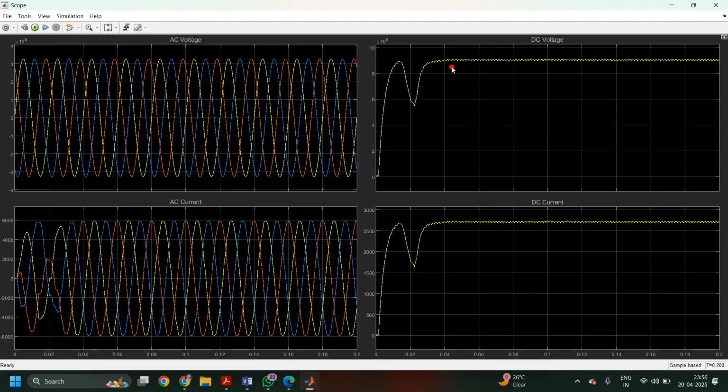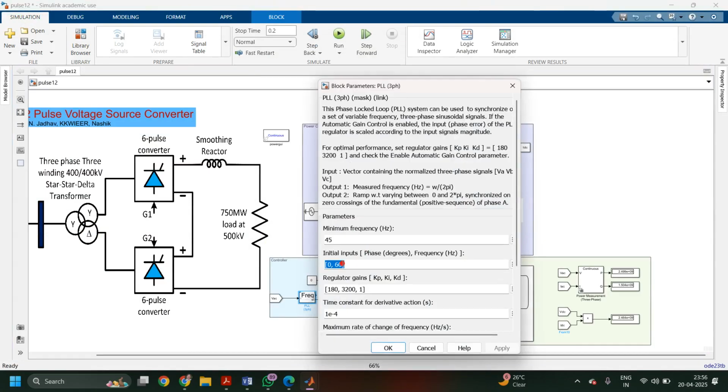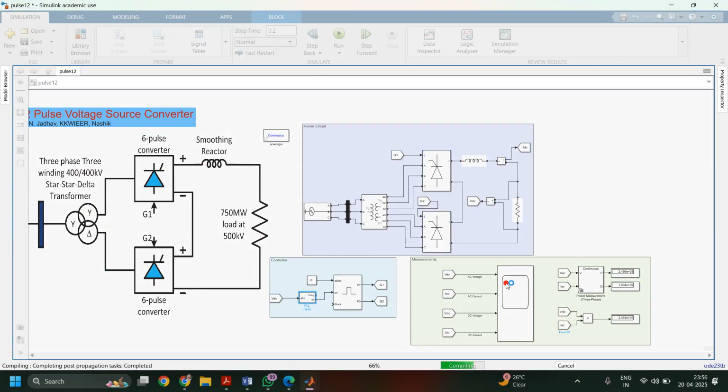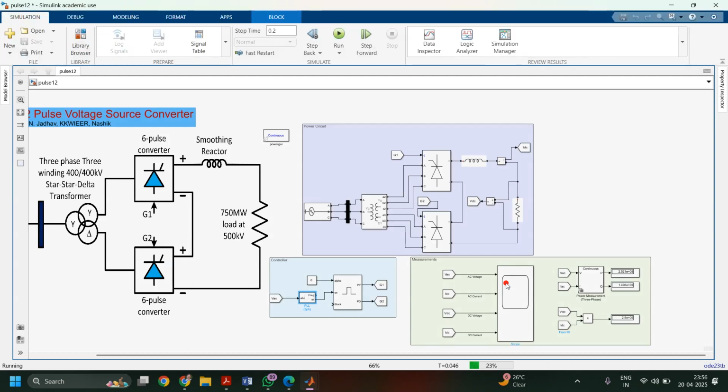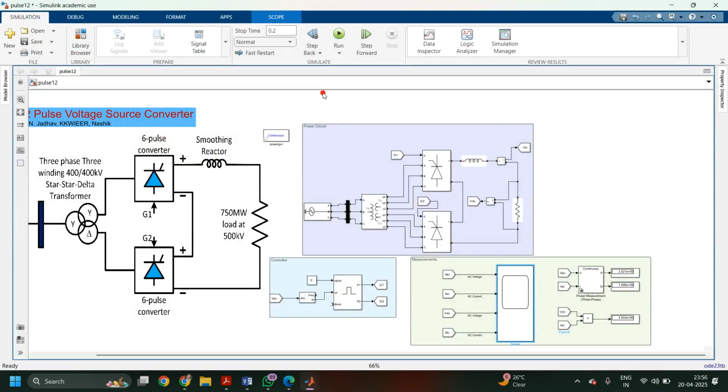Okay, if you observe the waveform, your DC voltage is almost constant up to this point. Okay, so in the PLL block, we have to make one change. In the PLL block, keep the initial input of the frequency at 50 hertz, because our frequency is 50 hertz, and rerun it. Okay, you will observe at 0 degree the AC voltage and AC current.